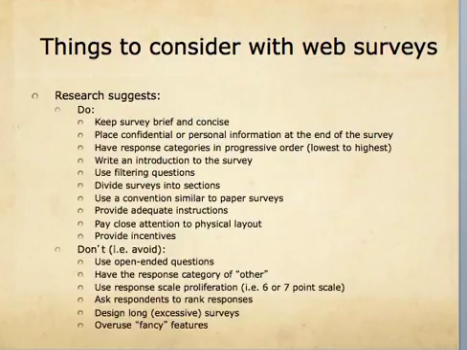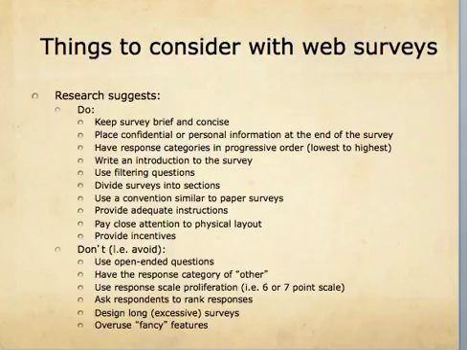So what are some of the things you can do with web surveys? It's important to keep surveys brief and concise. Place confidential or personal information at the end of the survey. Have response categories in progressive order: strongly disagree, neutral, agree, strongly agree, things like that. Write an introduction to the survey. Explain what your survey is about and what you will do with that information, sort of like the IRB form or consent form that you have to fill out.